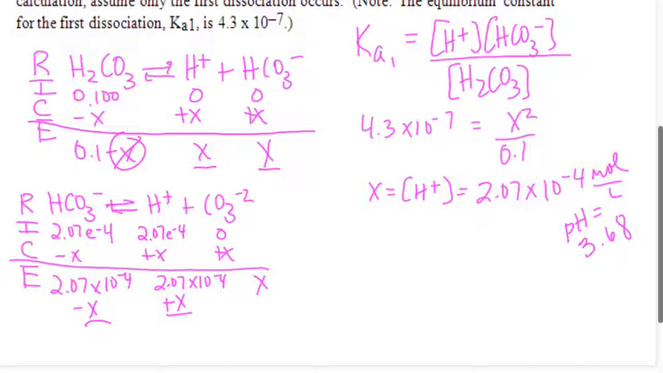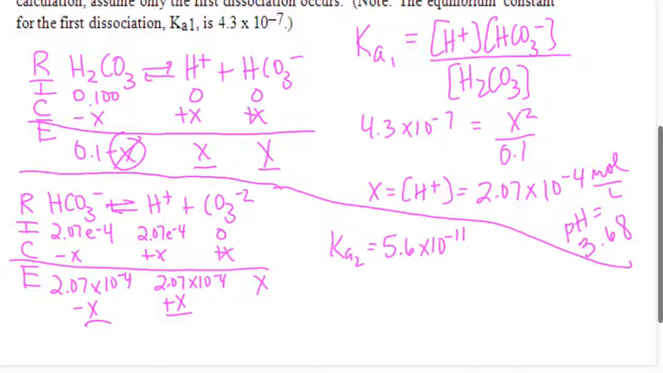So when I do my K, what's Ka2's value? 5.6 times 10 to the negative 11th. The Ka2 value is 5.6 times 10 to the negative 11th. And I'm going to set that equal to basically X times 2.07e negative 4 divided by 2.07e negative 4. See what I did? I just dropped the X's. So X is equal to 5.6 times 10 to the negative 11th.